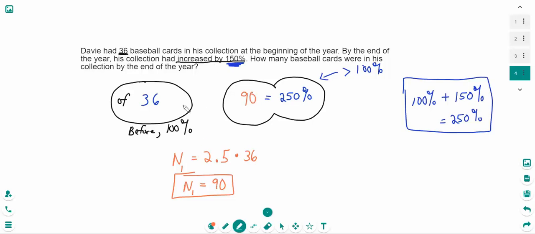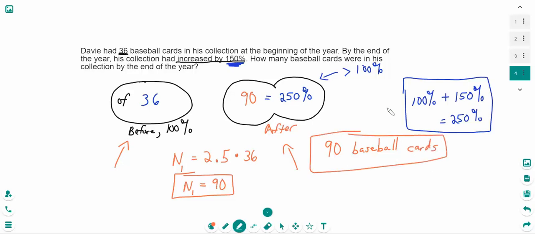All right, so what do they want to know? They want to know how many baseball cards were in his collection by the end of the year. Well, this is the before, this is the after, this is the end of the year, this is the beginning of the year. So, end of the year, how many baseball cards did he have? 90. He had 90 baseball cards in his collection. Very good. That would be our solution.